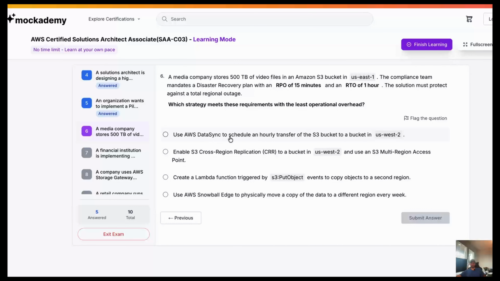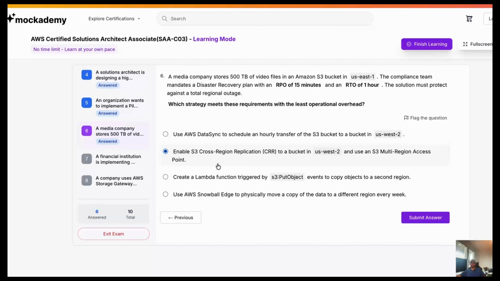Option A. Use AWS DataSync to schedule an hourly transfer of the S3 bucket to a bucket in US West 2. Option B, enable S3 cross-region replication to a bucket in US West 2 and use an S3 multi-region access point. Option C, create a Lambda function triggered by S3 PutObject events to copy objects to a second region. D, use AWS Snowball Edge to physically move a copy of the data to a different region every week.